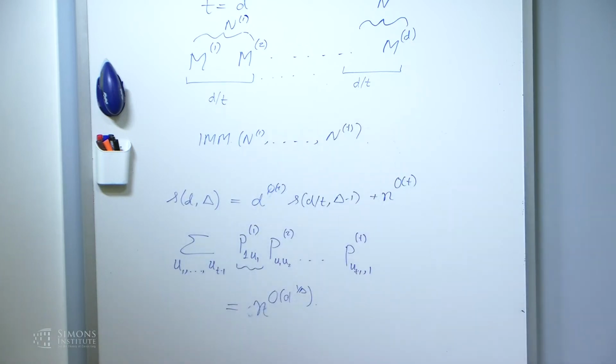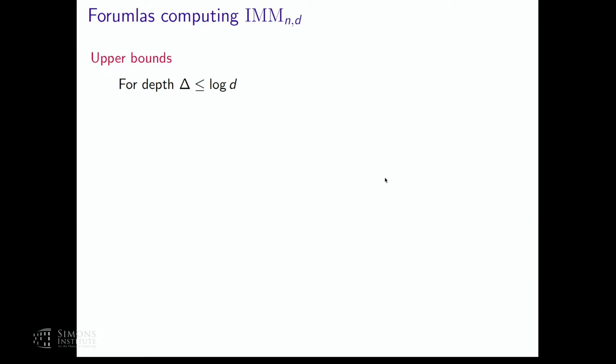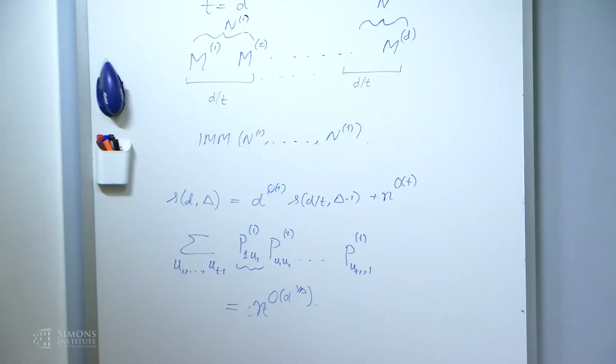Alright, so we trivially get this upper bound, and when you have a circuit of depth delta, to convert it into a formula of the same depth, you pay a little extra size in the exponent in terms of the depth delta.